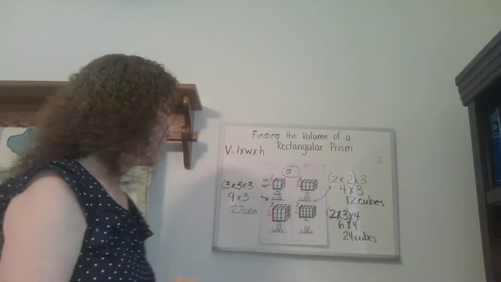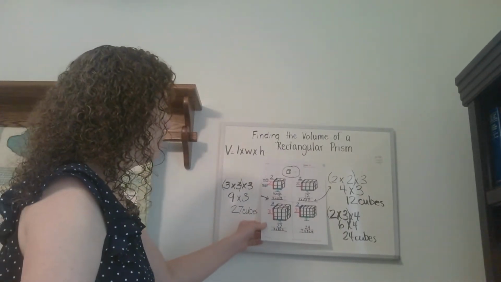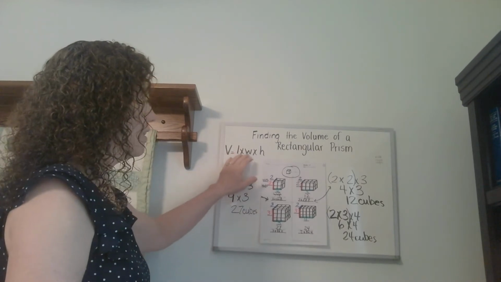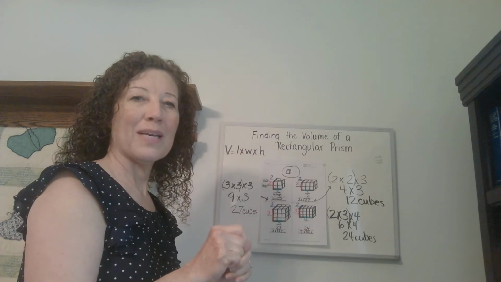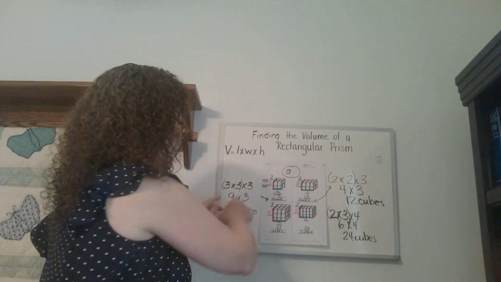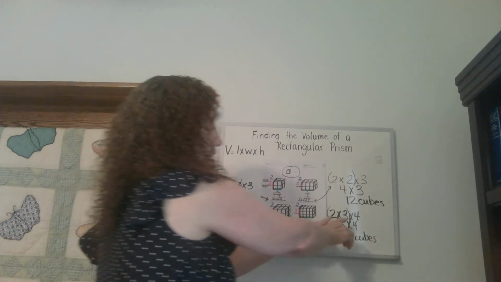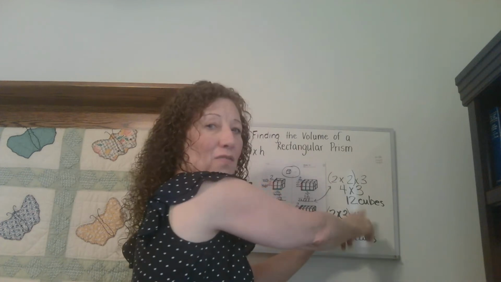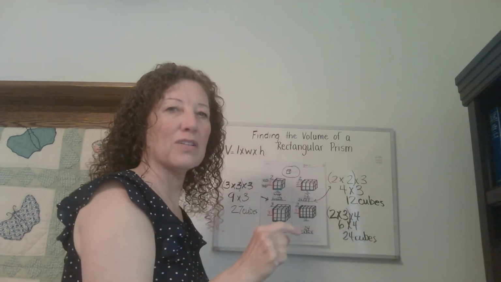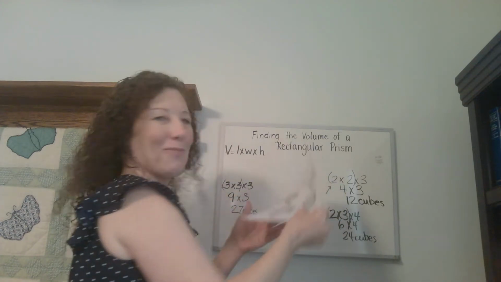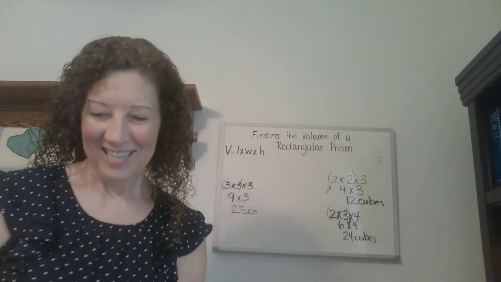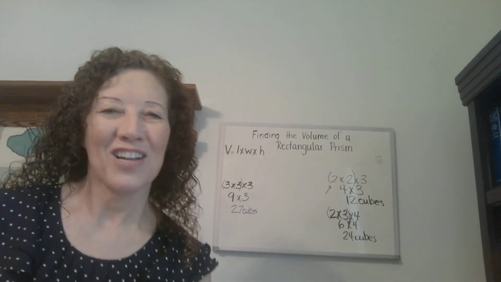Good job. So remember, we multiply the length times the width times the height, and it doesn't matter if the numbers are mixed up because you're going to get the same answer. We can multiply these two first, or we can multiply these two first, but generally we'll do the smaller numbers first. So let's take this down now. Good job on that. Wasn't that fun? I like using the different colors.